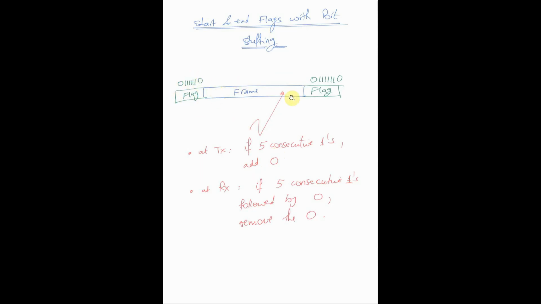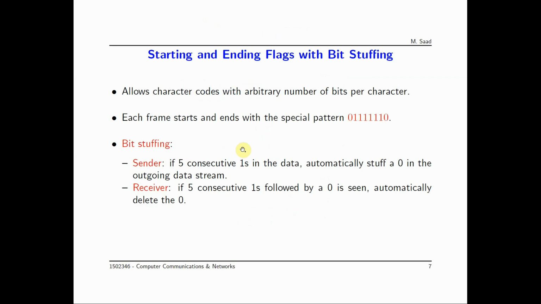This is only done in the data frame so that we make sure that inside we have nothing that looks like the flags, right? So again, the receiver sees the flag, so this must be the beginning of the frame, and then it goes through the frame, reading it bit by bit. If the receiver sees any 5 ones followed by a 0, that 0 is removed because it must have been definitely inserted or stuffed at the sender side. So that's how it works.